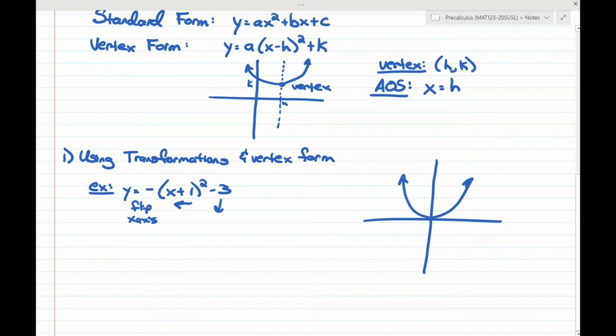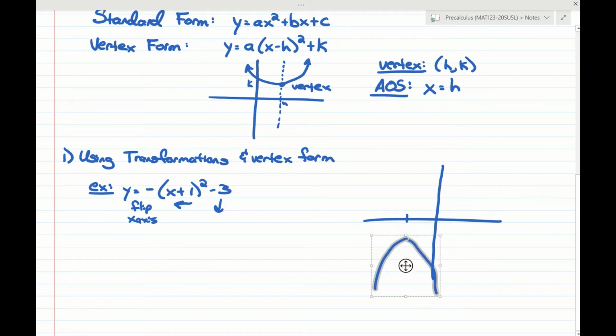Here's a regular quadratic. We're going to take that and go left 1, like that. We're going to reflect it over the x-axis, like that. And then we're going to move it down 3. 1, 2, 3.